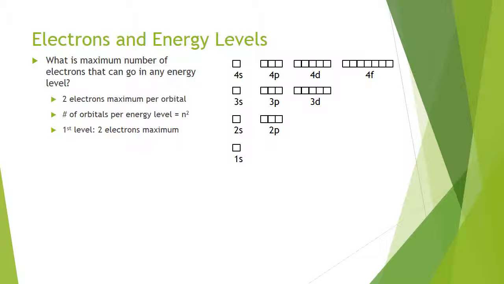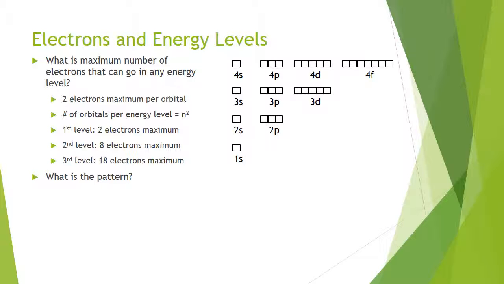So notice for the first level, I can put 2 electrons there maximum. There's 1 orbital there, 2 electrons in that orbital, maximum of 2. For the second level, it would be 8, because there are 4 orbitals, 1, 2, 3, 4, 2 electrons maximum per orbital. That would be 8 electrons maximum on the second level. The third would be 18, 9 orbitals, 2 electrons maximum per orbital, makes 18 electrons. Again, there's a very clear pattern here.